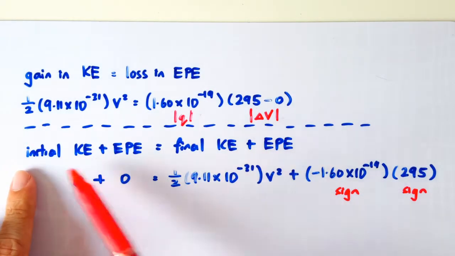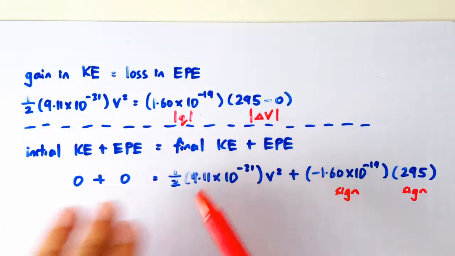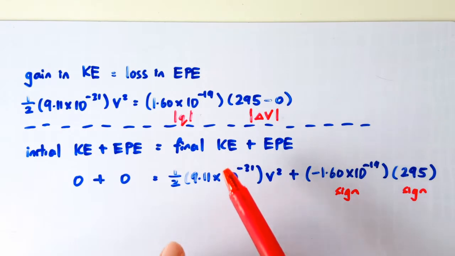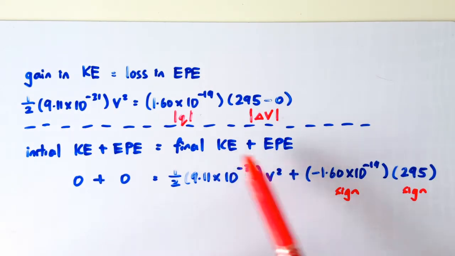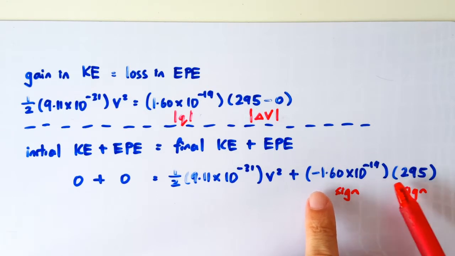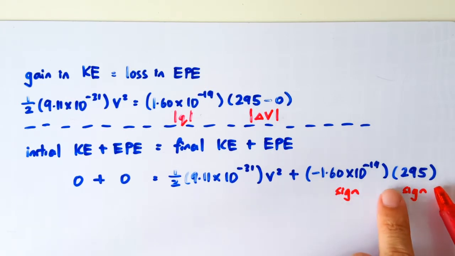The second approach here, the easy thing about this second approach is you just put down initial equals to final. You don't have to figure out gain or loss or whatever. But the only thing you've got to be careful about in this approach is when you calculate the EPE, you must not forget about the sign. You must include the sign of the charge, and you must include the sign of the potential.